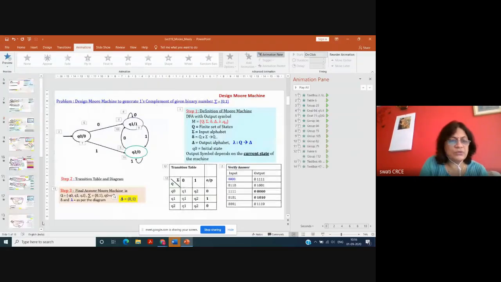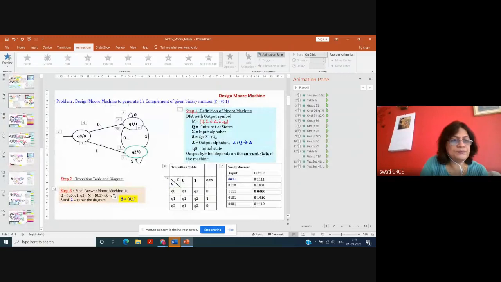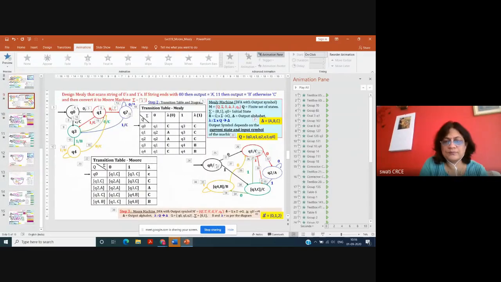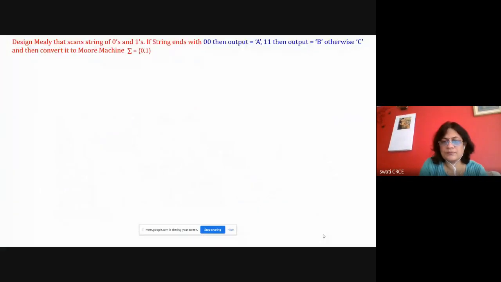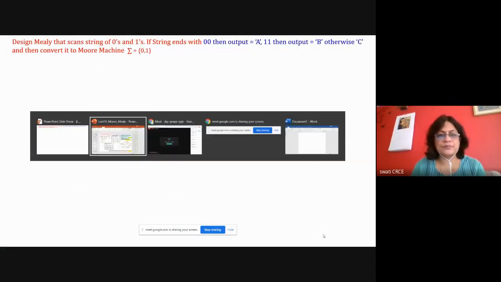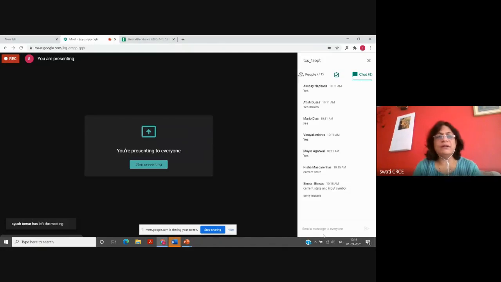So we'll start with today's problem. Okay, so we will revisit yesterday's problem of Mealy machine to Moore machine conversion.